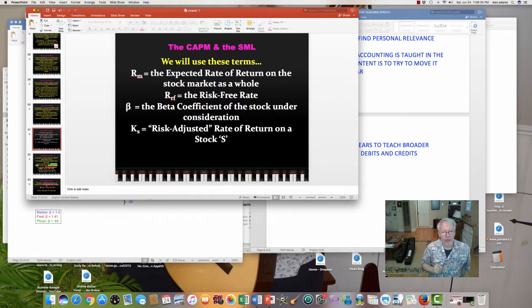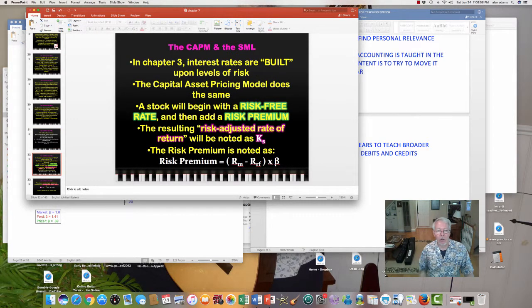So you want to be able to say, if I invest in this stock, what rate of return must I require? Now, the capital asset pricing model tells us so many things, but this is the one that's most pertinent, the one that resonates with you and with me the most as individual investors and as students in a beginning finance course. Remember that we built interest rates on levels of risk, and the capital asset pricing model does the same thing. The rate of return on a stock begins with a risk-free rate.